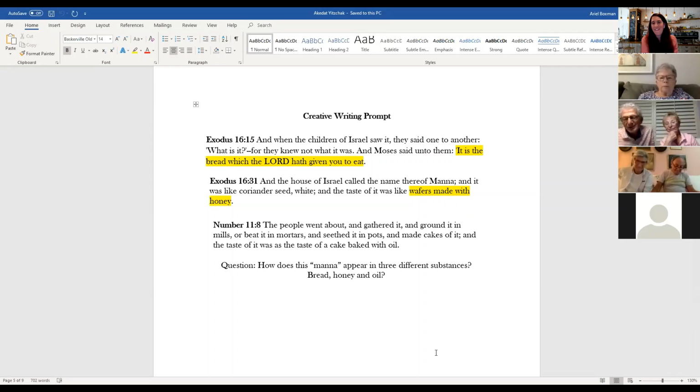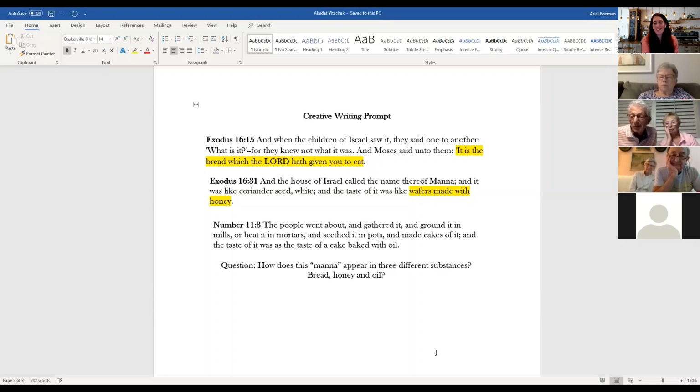So the Israelites are wandering in the desert and they have nothing to eat, and all of a sudden they see something, they don't know what it is. And Moses says it's manna, and they say, we don't know what that is, but it must be like bread. So then they taste it, and they find that it's sweet, and it's like coriander seed, and they say, oh, we'll call it manna.